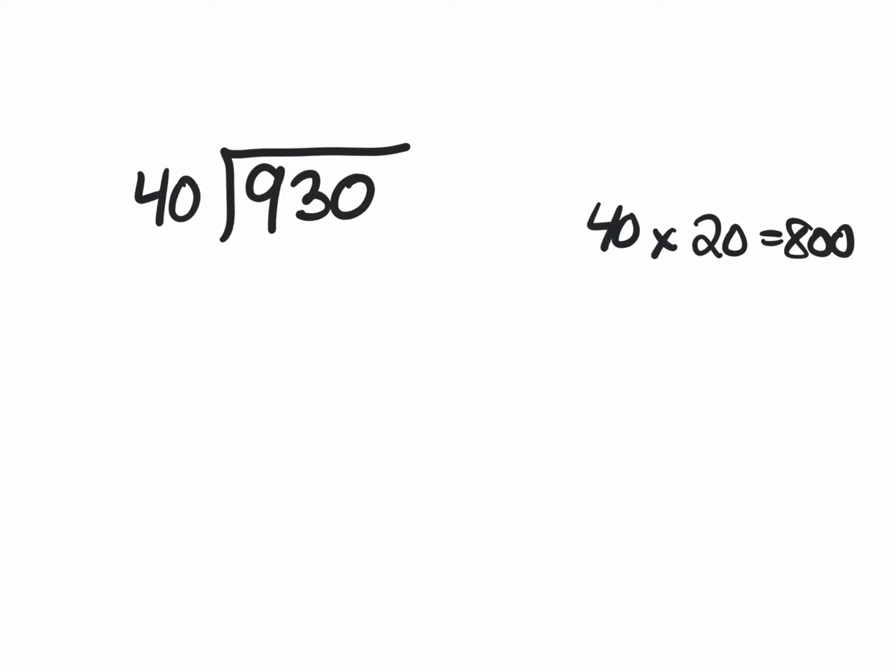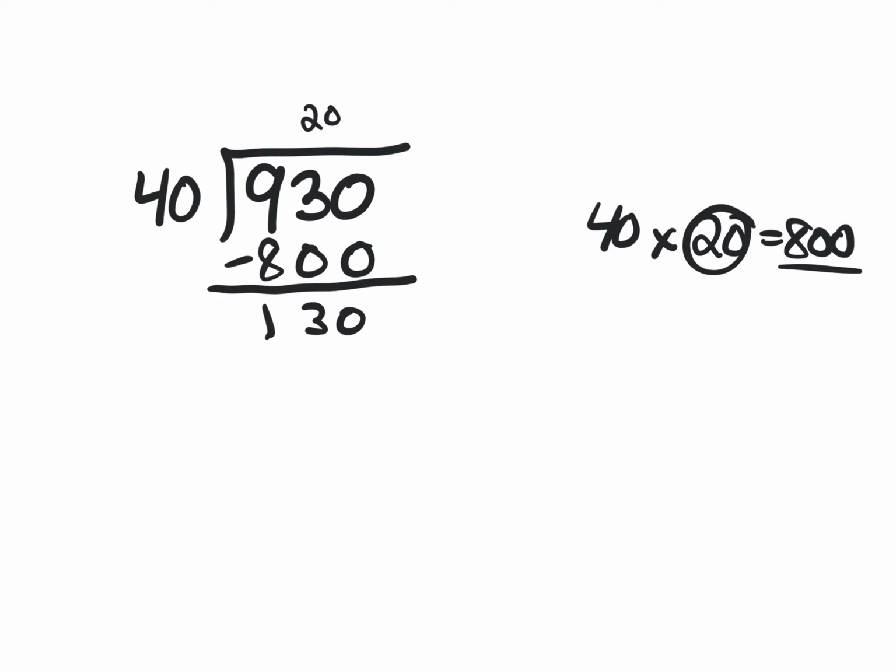Or you can do times 10. It's up to you. But in this case, I'm going to do 20. That's going to be my first partial quotient. And this 800 is going to come over here, and we're going to subtract that. Remember, if I'm talking too fast, you can always pause the video. That's what they're for. Now, 40 goes into 130.